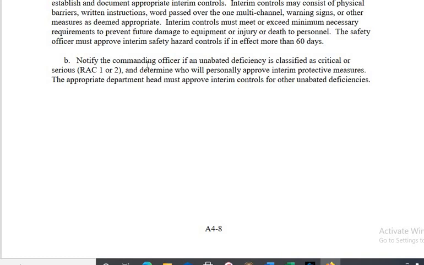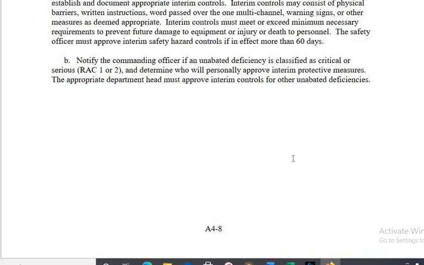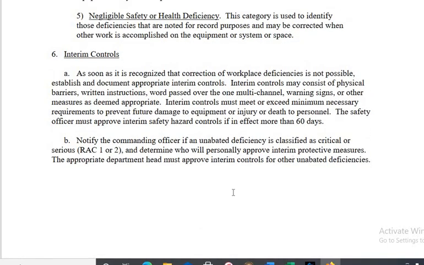So anything RAC 1, 2, which if you remember from the 1, 2, 3, 4, 5, 1 and 2 is someone could die from this and probably will. So in general, when someone can die from something and probably will, that's stuff the CO needs to know. The lower 3, 4, and 5 can be approved by the appropriate department head. So whoever's in charge of the space, whoever's in charge of that area, let them run their house.